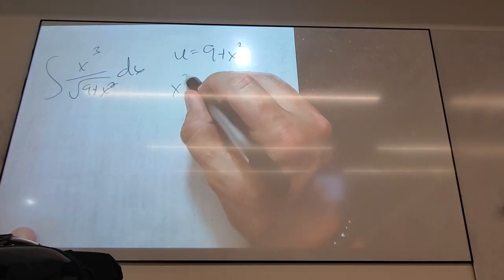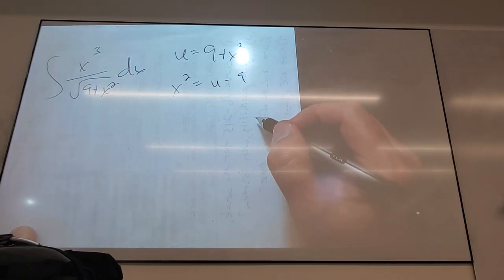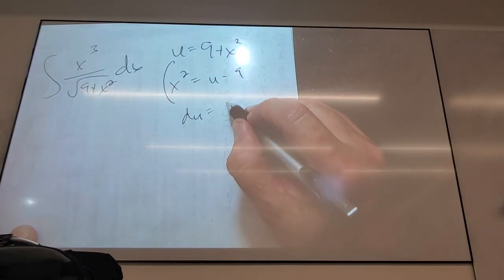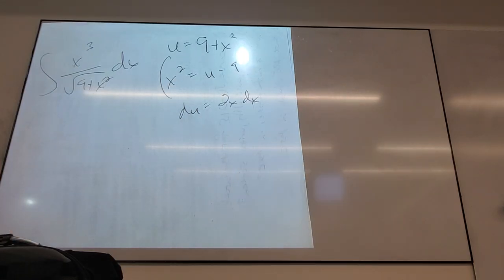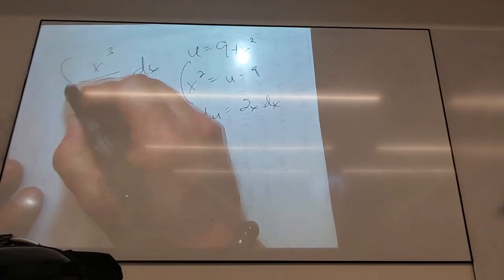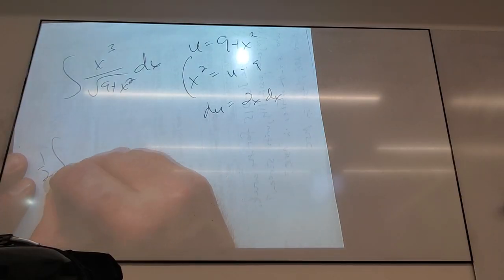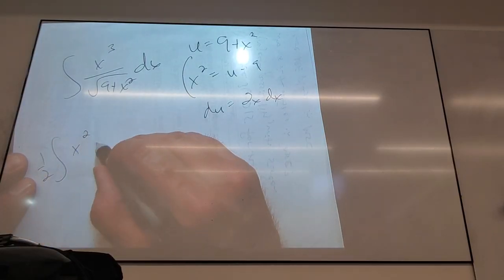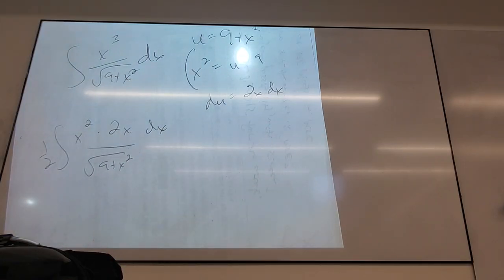Can somebody tell me right now what x squared is? u minus 9. And what's du? 2x, yes. So do I have everything I need? I'm missing one thing that we can make happen easily. What am I missing? A 2. So let me rewrite this. I'm going to put a 1/2, and break up my x like this. Okay, so everything's the same. I actually just did nothing.